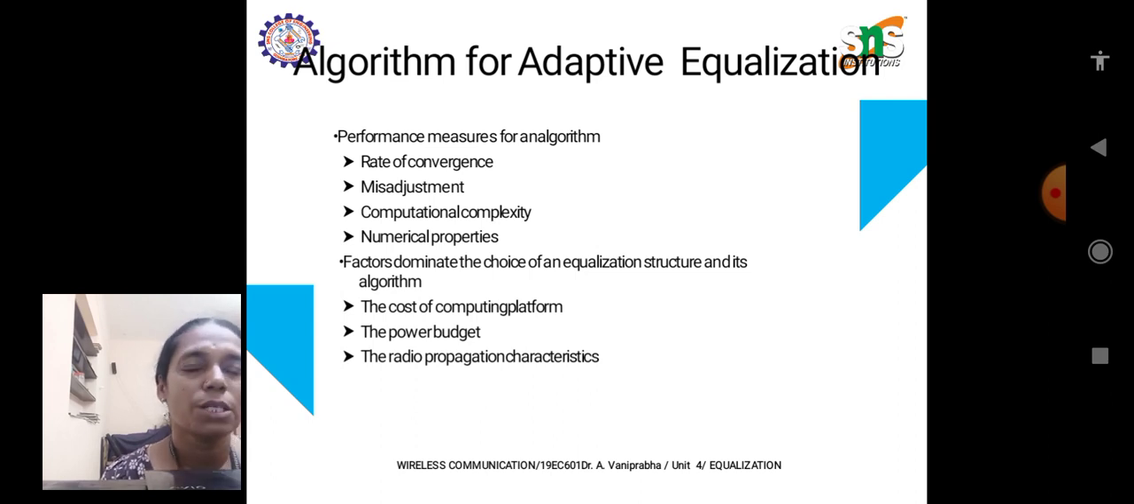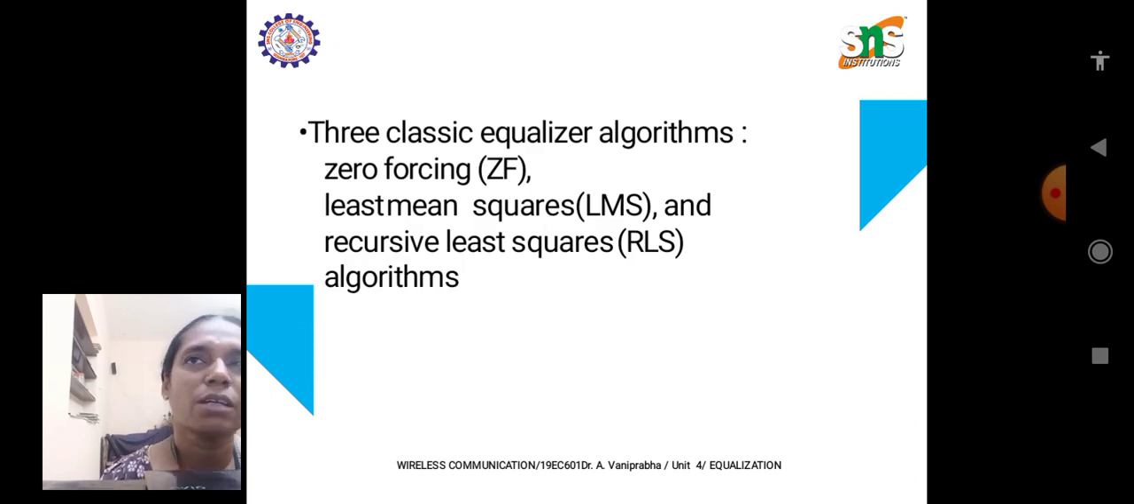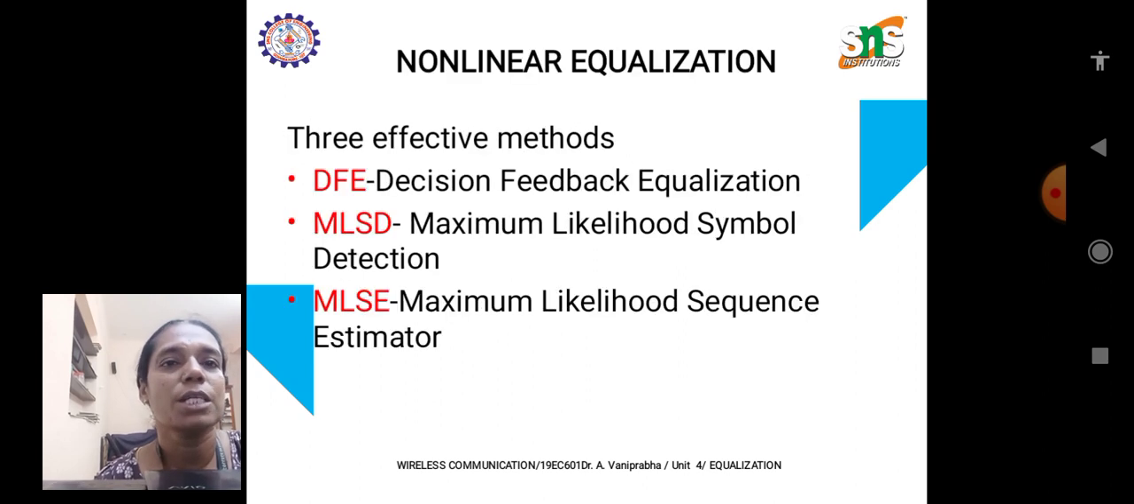Algorithms for adaptive equalization: many algorithms have been used, based on the rate of convergence, misadjustment, computational complexity, and numerical properties. Many factors dominate the choice of equalization structure: cost, power budget, and radio propagation characteristics. Three classic equalizer algorithms are the zero forcing algorithm, the least mean square algorithm, and the recursive least squares algorithm. These are the dominating algorithms. And nonlinear equalization includes decision feedback equalization, maximum likelihood symbol detection, and the maximum likelihood sequence estimator.